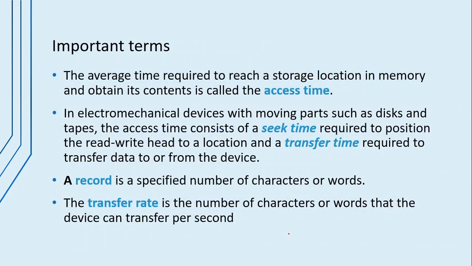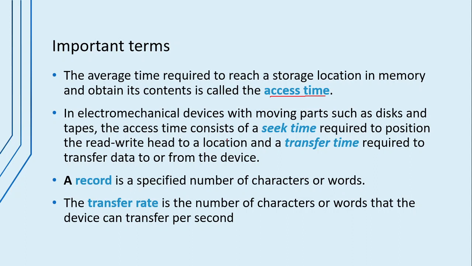Now, before discussing the different types or examples of auxiliary memory, we will discuss a few terms that you must know. The first term is access time. The average time required to reach a storage location in memory and obtain its content is called the access time. Based on access time, there are different kinds of auxiliary memory, and without access time you cannot differentiate them.